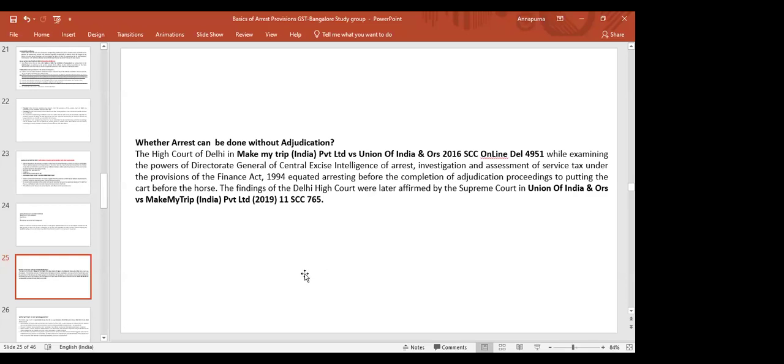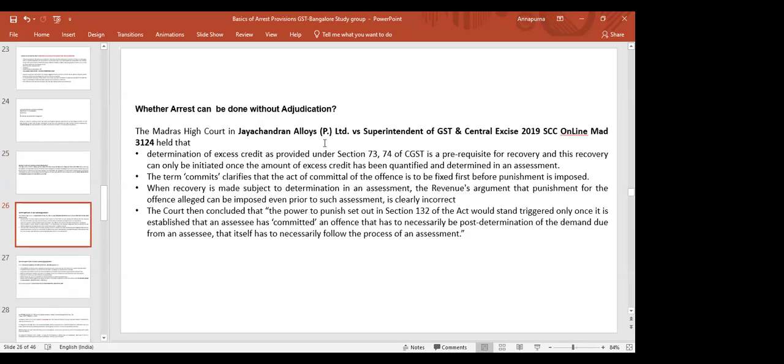So now, but now at least in the GST, I was just trying to read whether they can arrest without adjudication. What do you think? According to me, yes, sir. Of course they can do it. But I was just trying to see how they were saying that without adjudication.